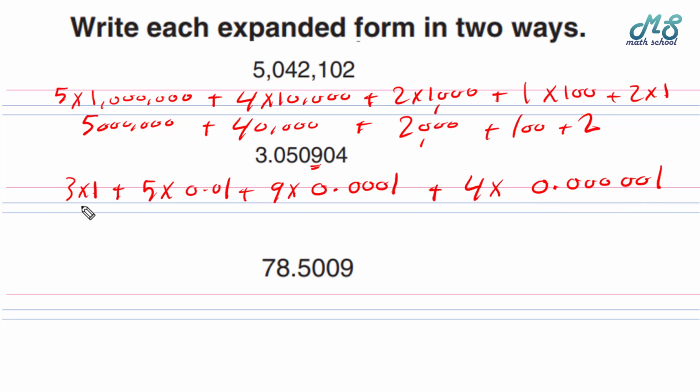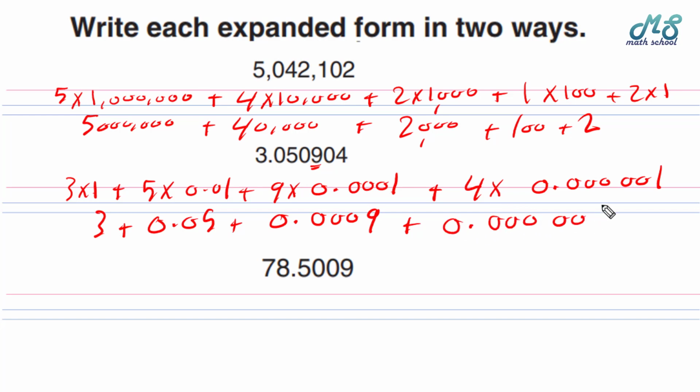What about the second way? 3. Its value 3. 5, its value is 5 hundredths, 0.05 plus. What about 9? 9, its value 9 10,000th. So we have 4 decimal places. 0.0009 plus 4 times 1 millionth. How can we write 1 millionth? We have 6 decimal places. So 0.000004. Okay?